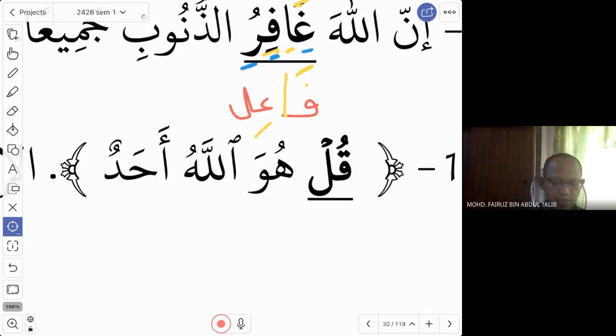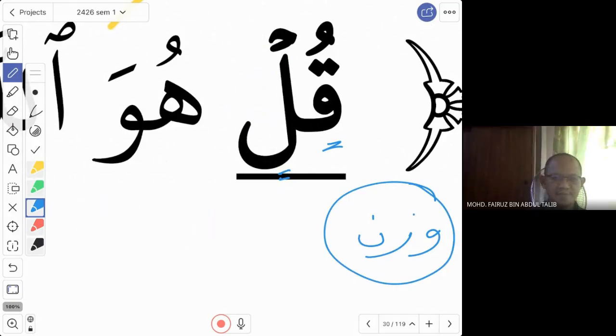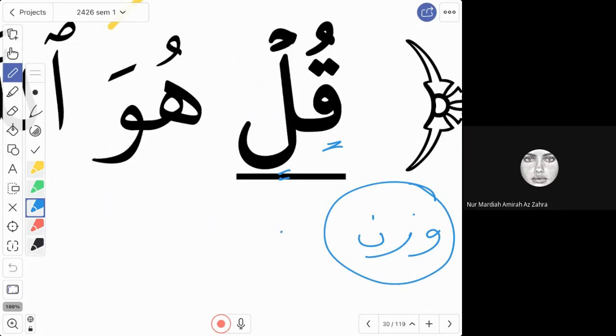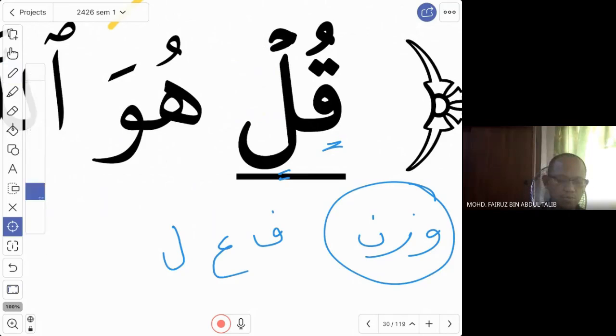Now we want to identify the wazan of qul. This is fi'il amar. If you look at the fi'il qul, how many letters do we have? We have only 2 letters, qaf and lam. But how many letters should we have for the wazan? What are the original letters of a wazan that we have learned so far? There must be 3: fa, ain, lam. But suddenly the word has only 2. So what does it mean?